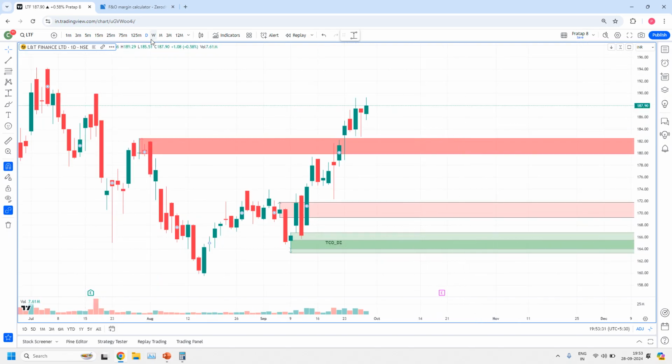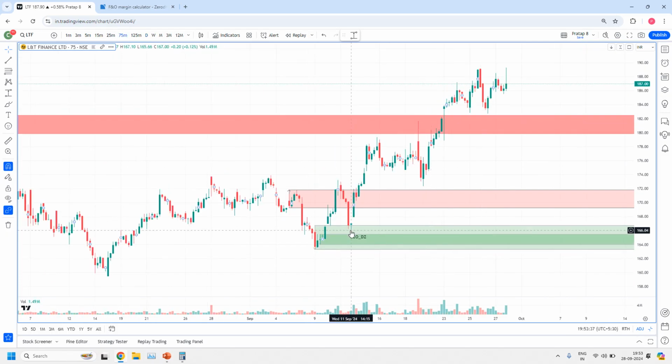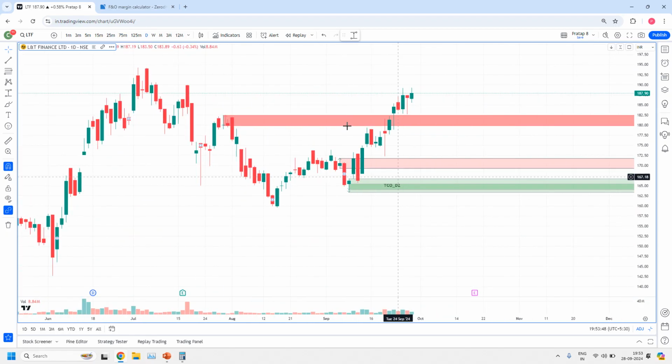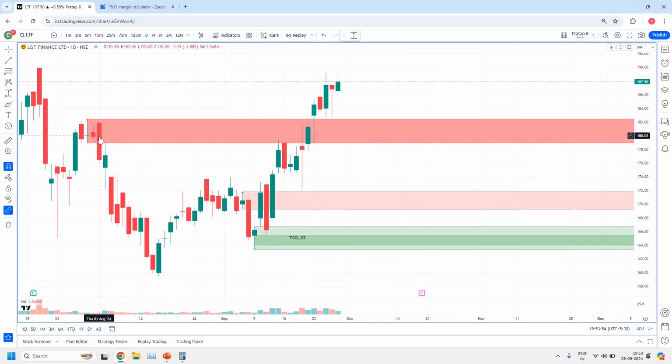On 75 minutes you take the entry. This is the 75-minute zone. And in the daily time frame you look for the target. The type 1 proximal, it reached the target here in this candle itself. So you got the entry on 11th September, and it reached the target on 13th September. So this is the daily demand zone, the TCO demand zone, and this is the daily supply zone.